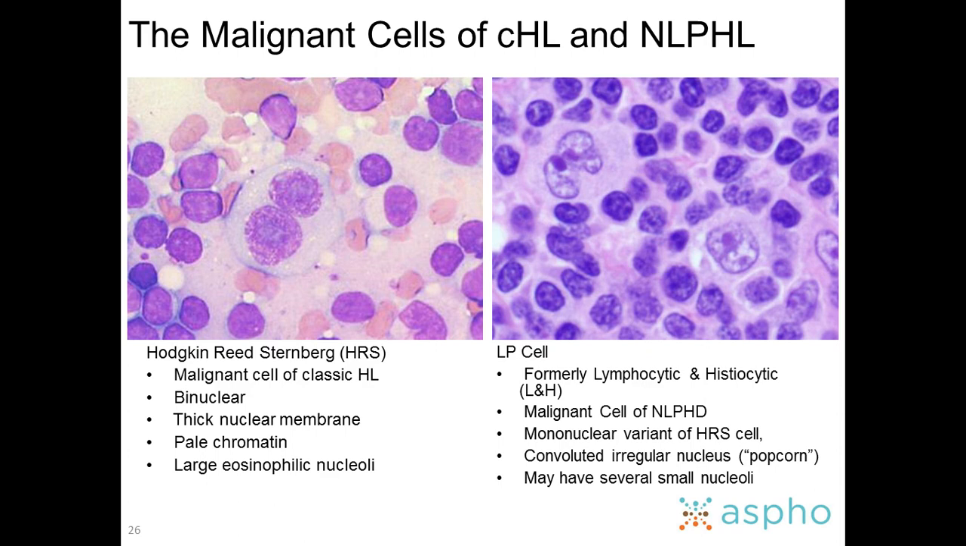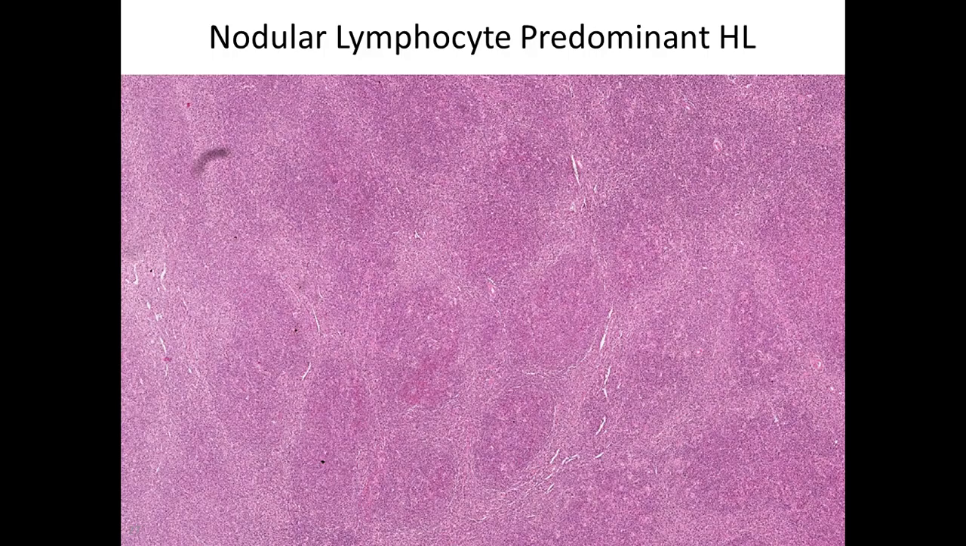Comparing the malignant cells of classic Hodgkin lymphoma and nodular lymphocyte predominant, on the left are the Reed-Sternberg cells. They've got a binucleate, thick nuclear membrane, pale chromatin, large eosinophilic nucleoli, and then the LP cell for nodular lymphocyte predominant that used to be called the L&H cell. This is a mononuclear variant, and it has this convoluted irregular nucleus, and just try to remember the word popcorn. They look kind of crumpled up like popcorn.